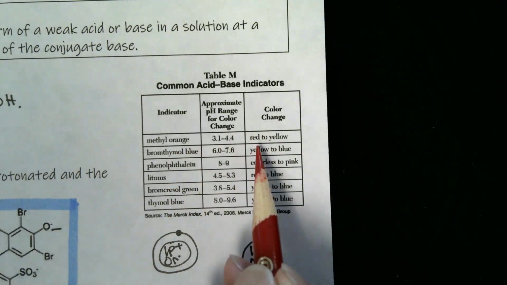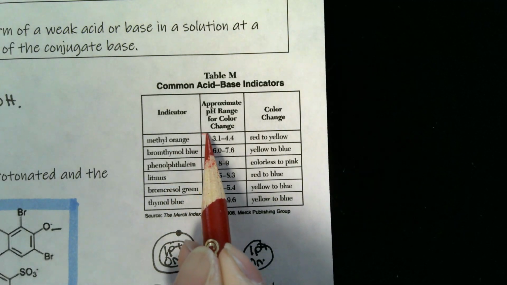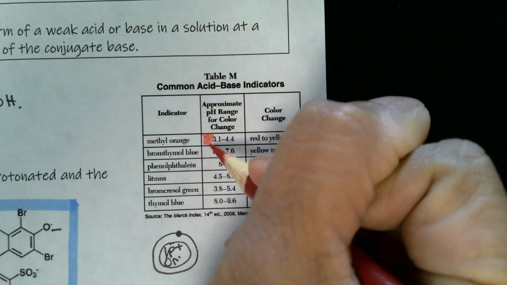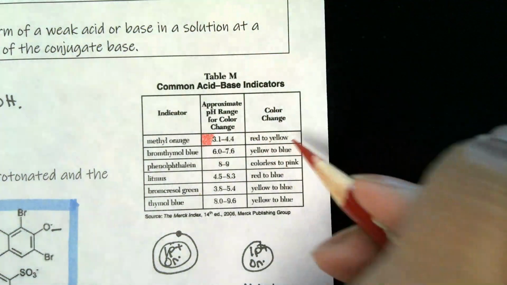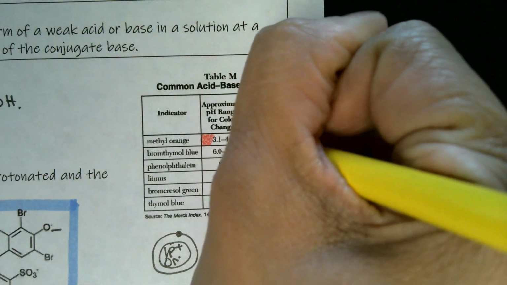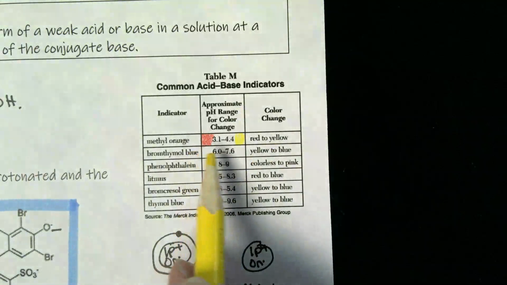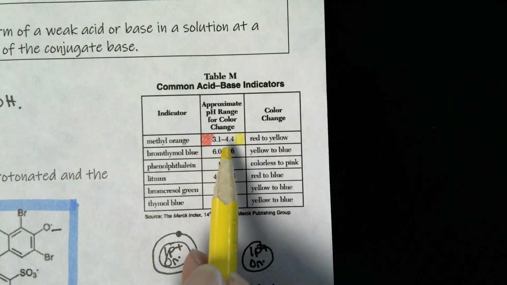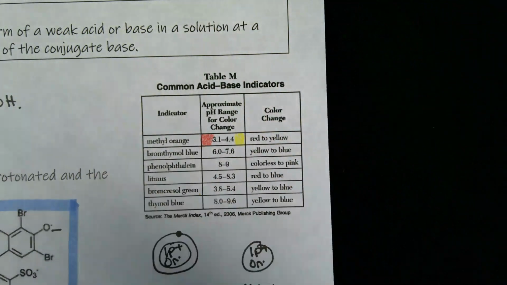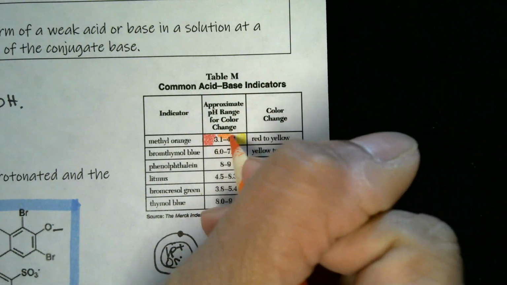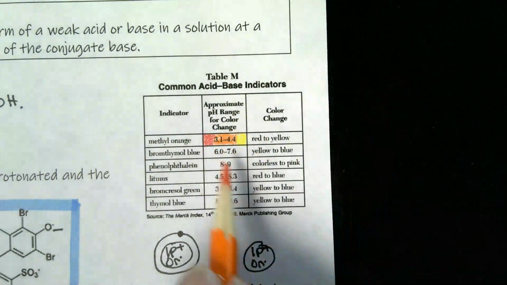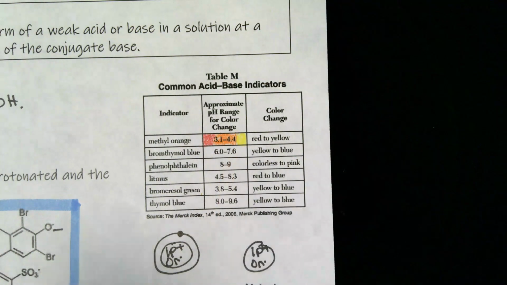So methyl orange, it's red anywhere below 3.1, and above 4.4, it's yellow. So I'm going to show that below, or to the left of 3.1, it's red, and to the right, or above 4.4, it's yellow. Our in-between color is orange. So at 3.1 to 4.4, it's going to be orange.